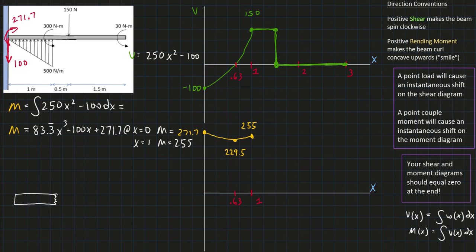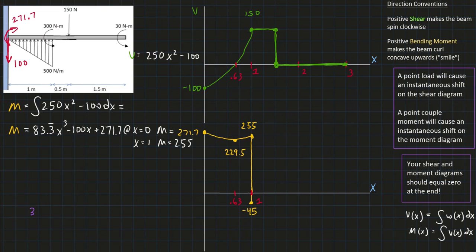Alright, so let me draw this out. Here's this external 300. Here is my positive internal bending moment. Now I'll need bending moment in the negative direction to fight against that external 300. So this is going to cause our diagram to shoot down by 300. So if I do 255 minus 300, that'll get us a negative 45. Alright, so just make sure you're watching out for those point applied loads.